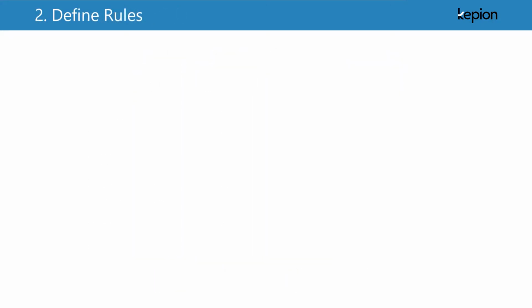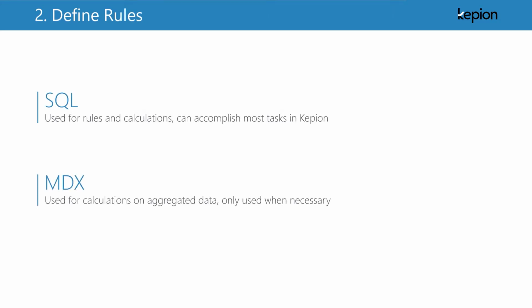The next step in the design process is defining rules. There are primarily 2 different types of rules used in Kepion: SQL and MDX. SQL rules can be defined either directly using raw SQL scripts or through the data rule designer, which we'll explain in more detail in a later session. As all of the data we're referencing ultimately exists in relational tables in a database, SQL can be used to accomplish nearly any task in Kepion.